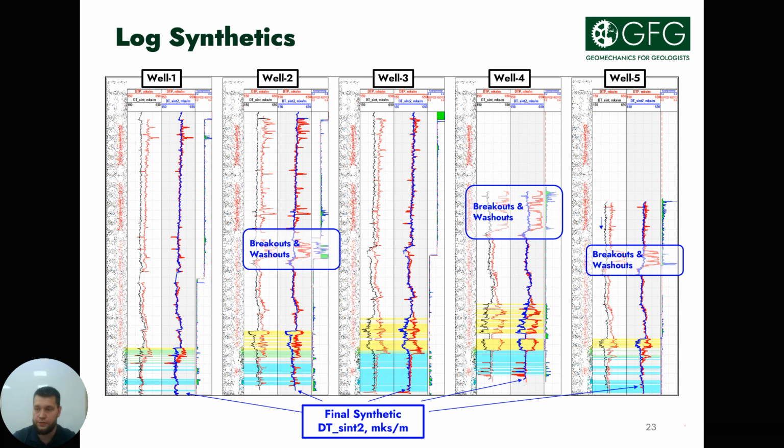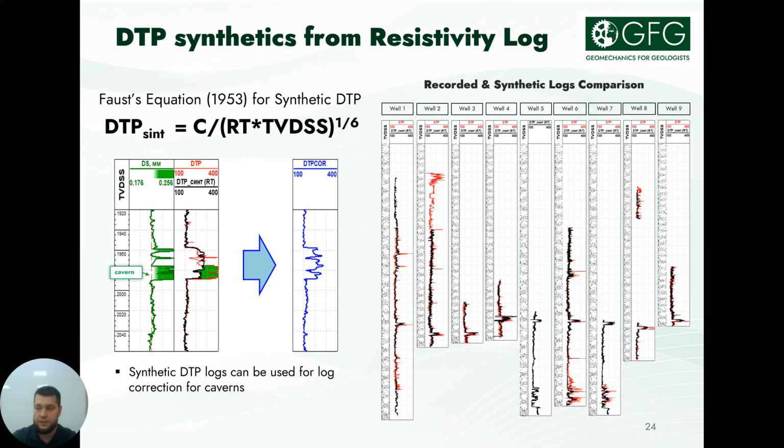The restoration of curves, especially in well washout intervals, is carried out taking into account logs with the higher depths. One such example is the use of the Faust equation, which allows you to restore the acoustic curve taking into account the resistivity. At the same time, the resistivity has a greater depth of investigation than the acoustic logs. And in washout and cavern intervals, the resistivity value is more real than the acoustic one.